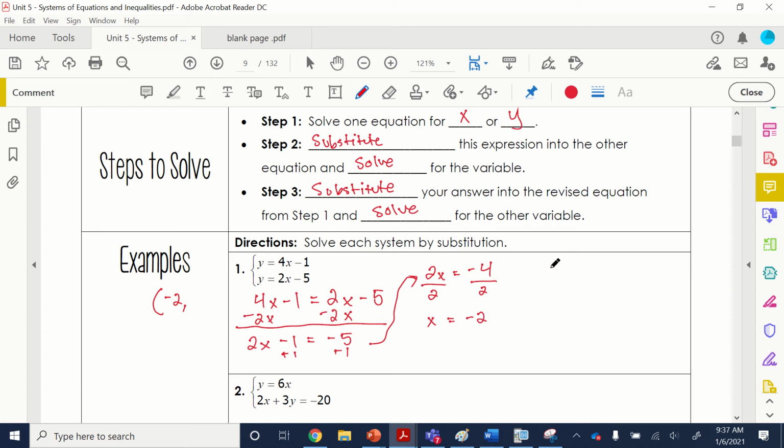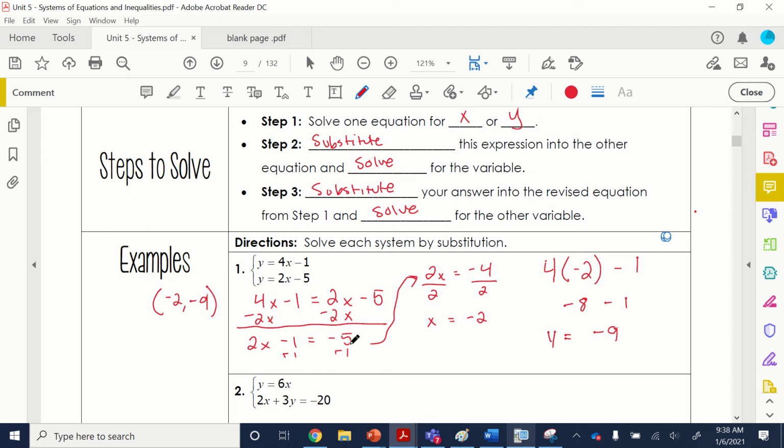So I'm going to take this x and put it in: 4 times negative 2, because that's where the x is, minus 1, my bad. 4 times negative 2 is negative 8. Negative 8 minus 1 is negative 9. So my y value is negative 9. You need to understand that you can do this. You need to understand how to practice doing it.